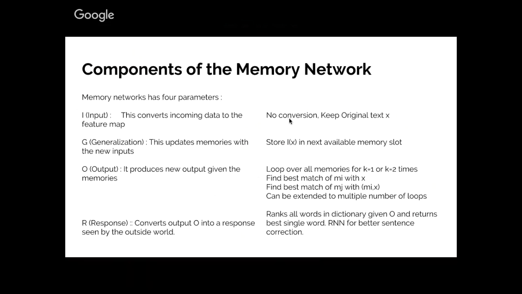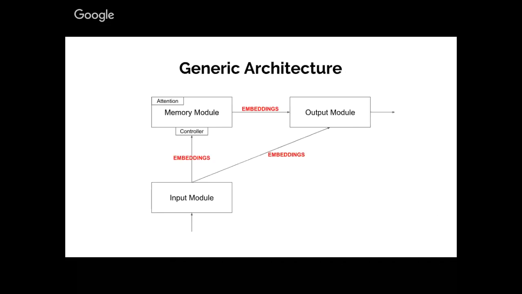So for the input, we are not going to do any conversion. We are going to keep the original text. Then in the generalization process, we are going to store this embedding into the next memory slot. And then for the output, we have to have an iterative process to loop multiple times in order to get the right answer.